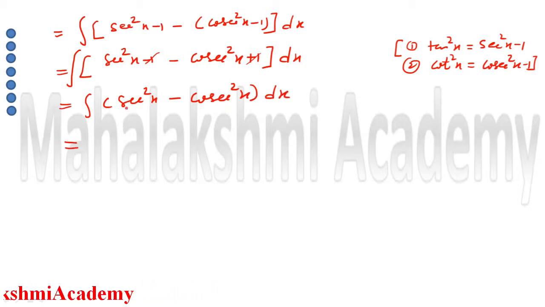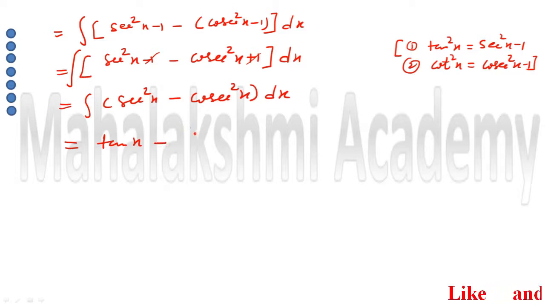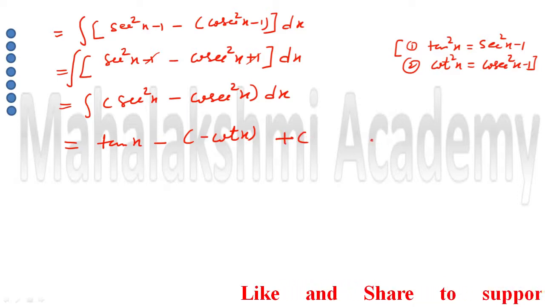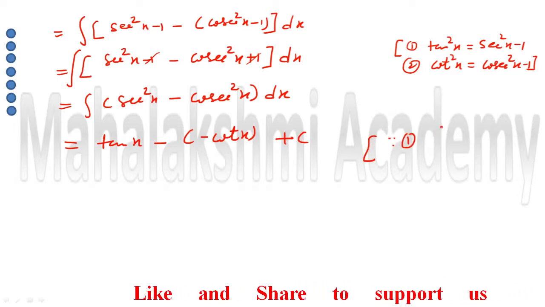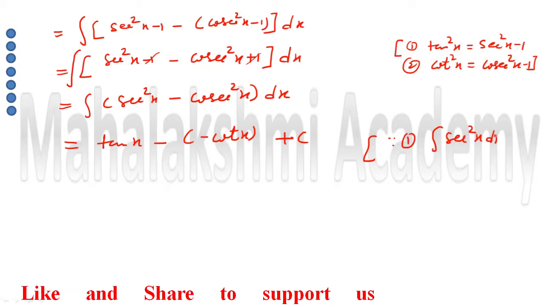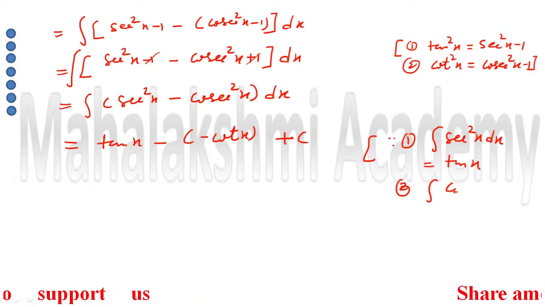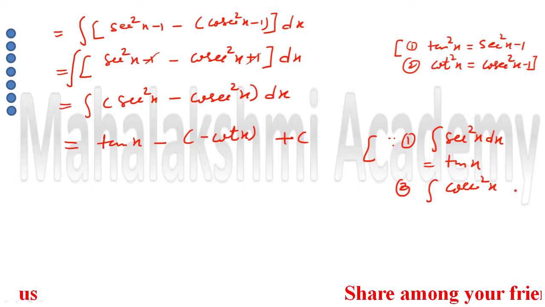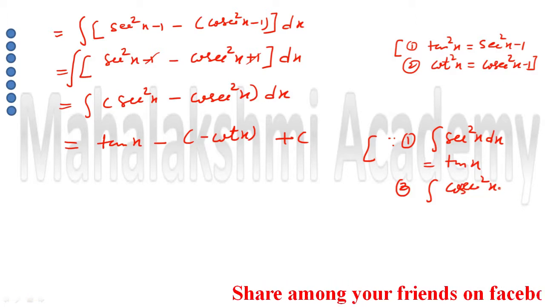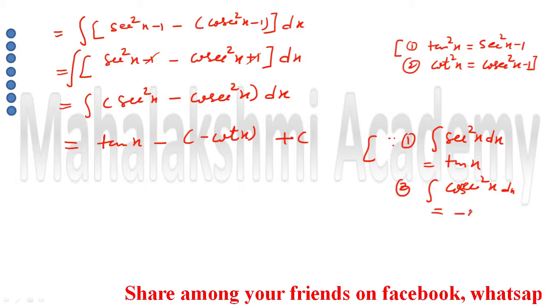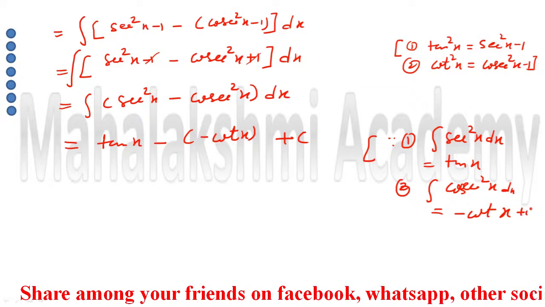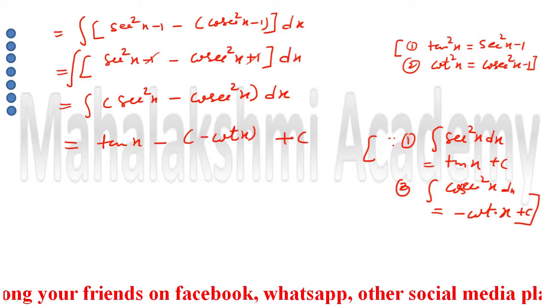Now the integration of sec square x with respect to x, a direct formula is there, that is tan x. Then this minus sign as it is, and the integration formula for cosec square x is minus cot x. Then plus the integration constant. So here, students, I used two formulas. The first formula is the integration of sec square x with respect to x is tan x, and the second formula which I used is the integration of cosec square x with respect to x is minus cot x plus c. These two formulas I had used.